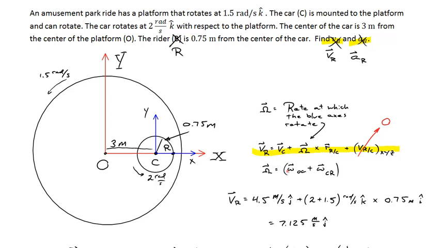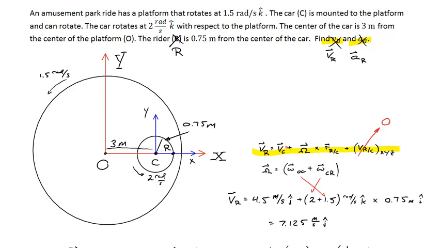So in this case, the rate at which they rotate, capital letter omega, is equal to the rate at which the platform itself rotates, 1.5 meters a second, plus the rate at which the car rotates. So the car rotates 2 radians per second counterclockwise, and the platform rotates at 1.5 radians per second counterclockwise. So the sum of those two is the rate at which these blue axes will rotate around the circle.